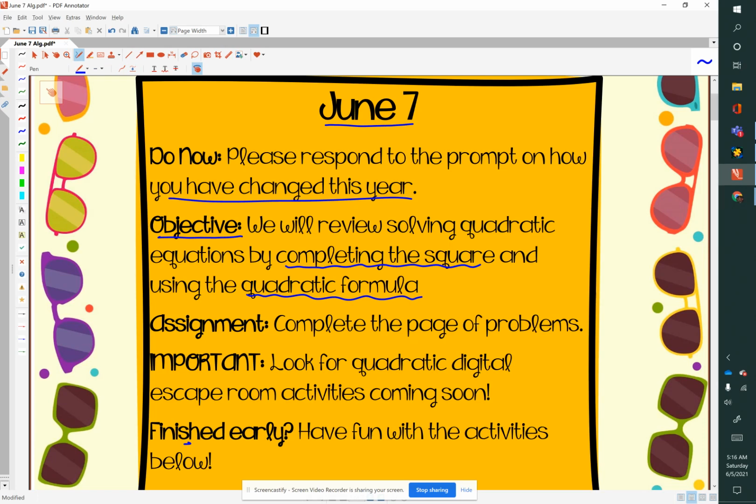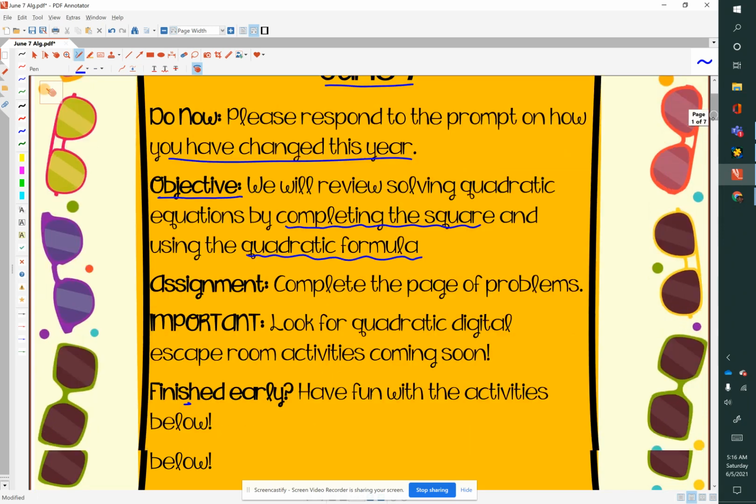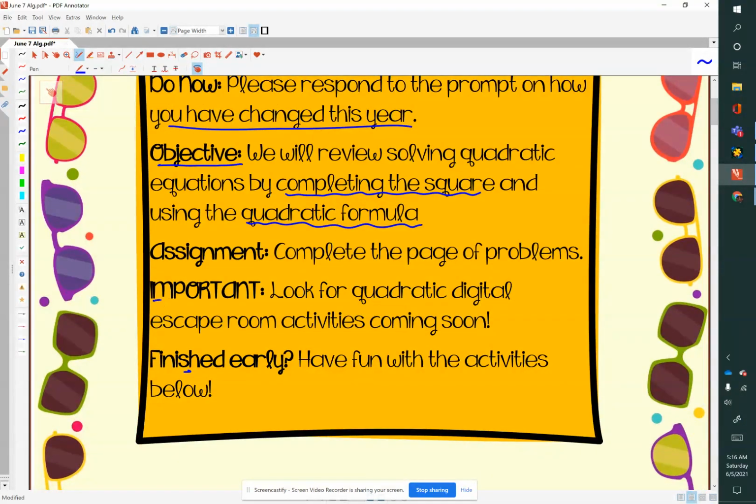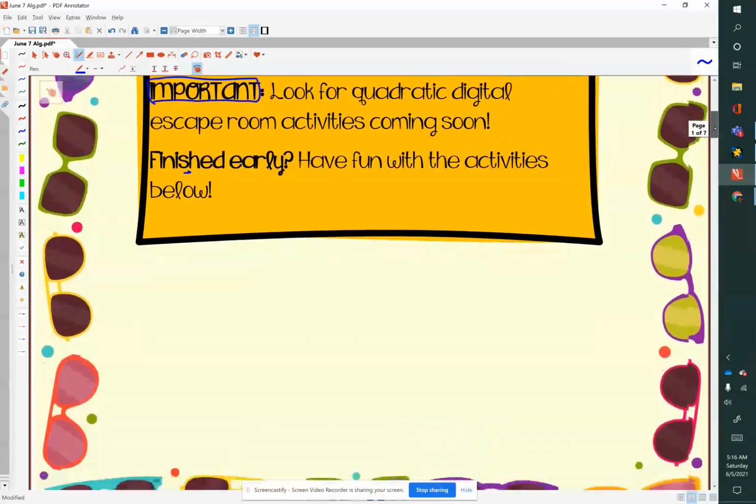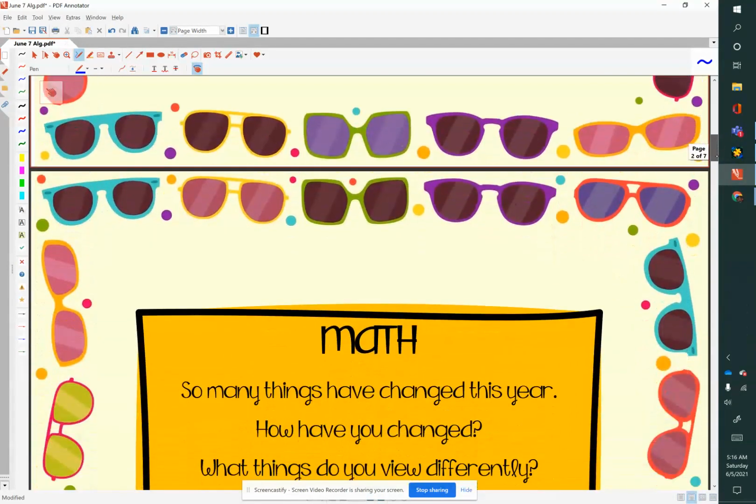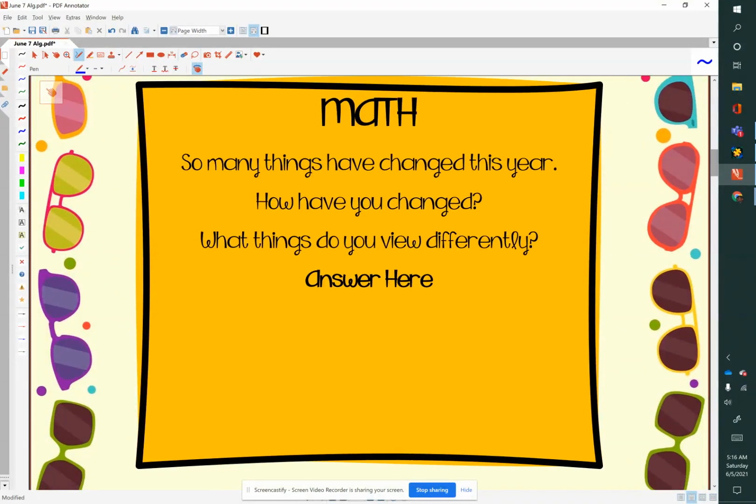This is a review. We will complete this page of problems together, and I think it'll jog your memory a bit as you do that. Important, though, I want you to keep a lookout now for those digital quadratic escape room activities. Those are coming soon. And if you finished early, I do have some fun activities at the end of the page here. Okay, so our do now for today.